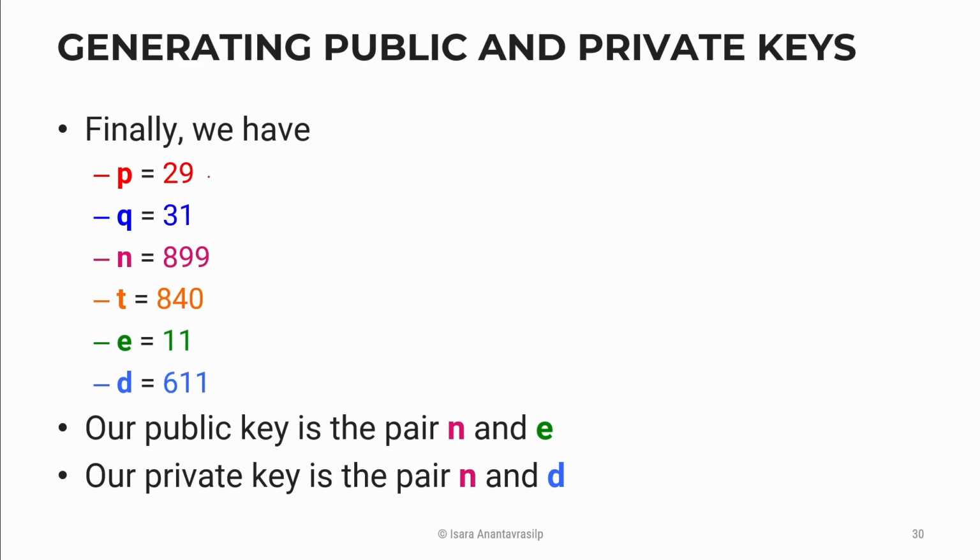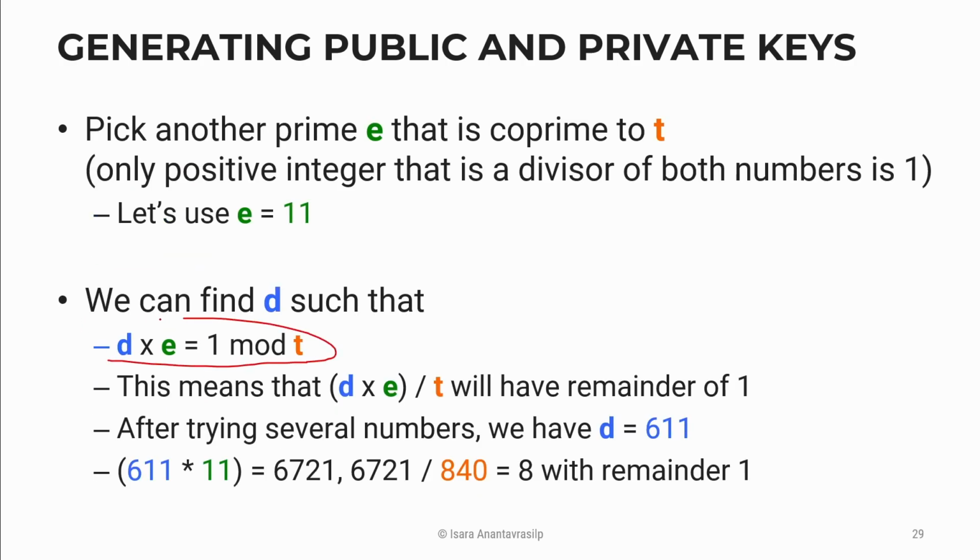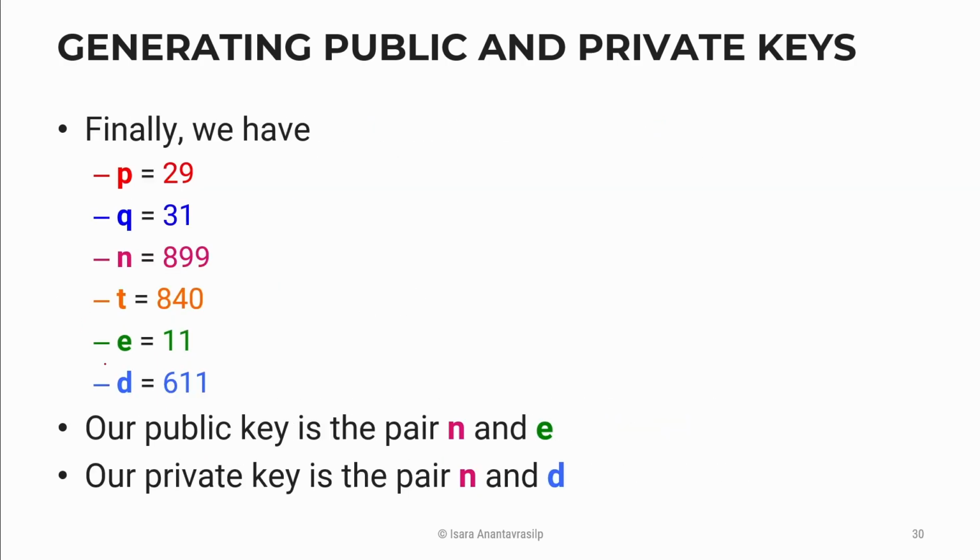Finally, we have 29 and 31. These are the two prime numbers that we randomized in the beginning. Then we have 899, which is the product of the two numbers. We have 840, which is the product of 29 minus 1 and 31 minus 1. And we have E, which is coprime to this, and we have 611, which has these properties right here. Now we have all the elements that we need.